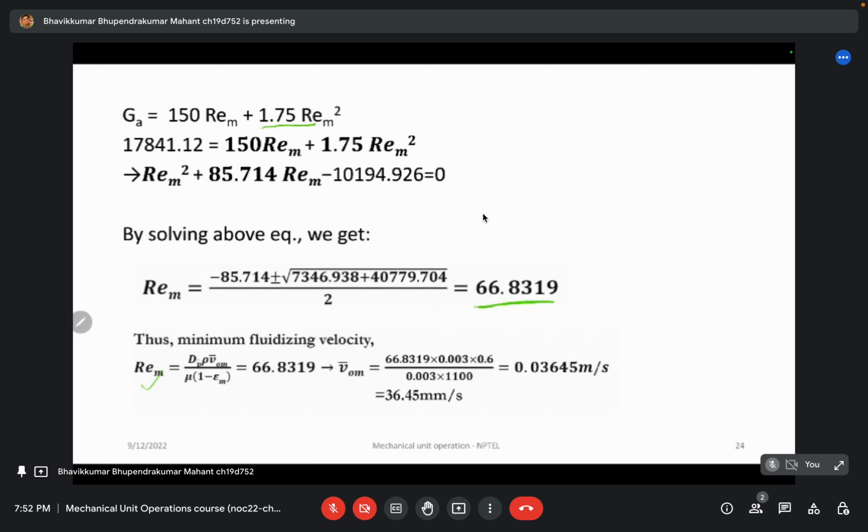Okay. Now, if you want to find the minimum fluidization velocity, you have the Reynolds number, you have dp, rho, mu, 1 minus epsilon, then you can find Vom bar. So after substituting the values, you will get a minimum fluidization velocity of 36.44 millimeter per second. I'm not going through how to solve this equation. This is how to get the roots, so you can easily take it. Okay, you can understand all these things.